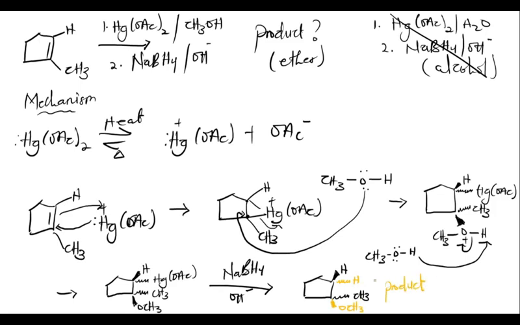This is our product, and we can see that in terms of stereochemistry, it is an anti-addition, and in terms of regiochemistry, we added the alkoxy group to the most substituted carbon, and then the hydrogen to the less substituted carbon, which is the Markovnikov addition. All right, so let's go ahead and look at another example.